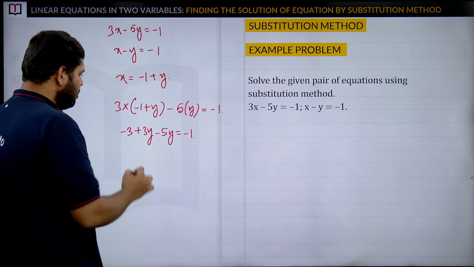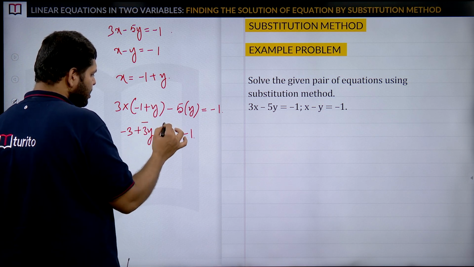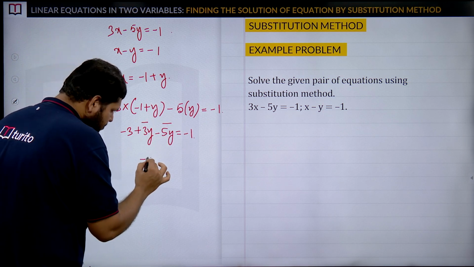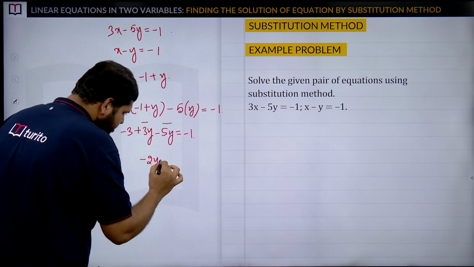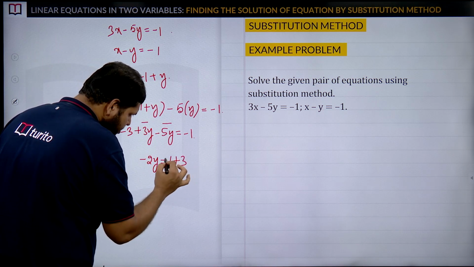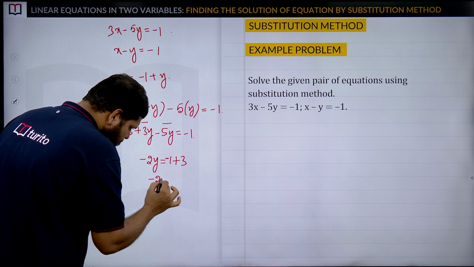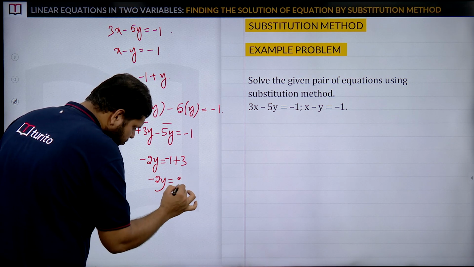Next one. Okay, we will do one thing. So 3y and minus 5y, what is the value, children? We can say minus 2y. And this minus 3, transpose to the RHS side. So minus 1 means it is plus 3. So minus 2y is equal to, what is the value? This is 2.